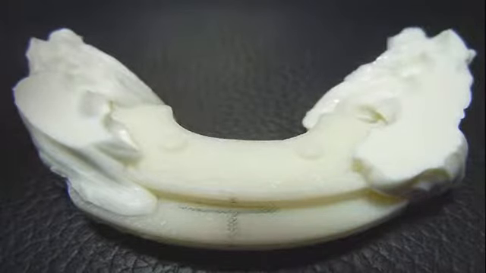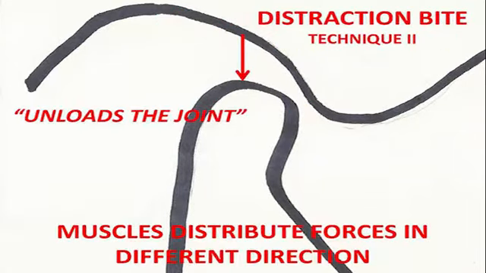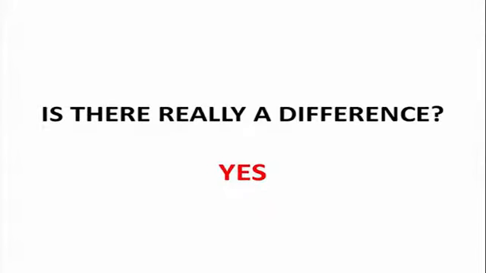And then the other bite is the one where we took it here, we got a lock, and we fill in the posterior segment. So the distraction bite, the direction in the anterior bite is like this, and then the distraction bite, it's like that. The joint is unloaded a little bit more. Is there a difference? Yes, there's a difference.